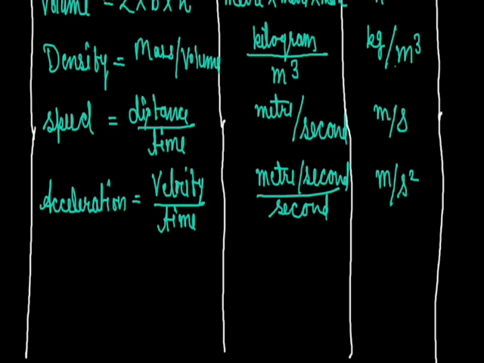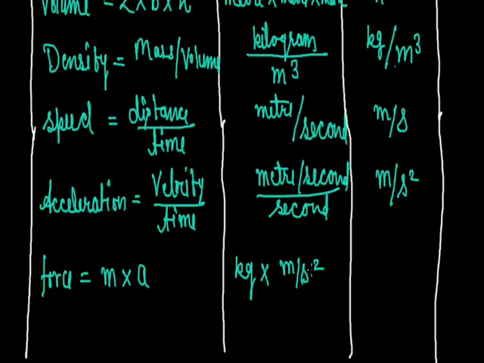Next is force. As we know, force can be written as product of mass and acceleration, and the SI unit of mass is kilogram and the SI unit of acceleration is meter per second square. So the SI unit of force becomes kilogram into meter per second square, or we can write it as Newton, denoted by capital N.